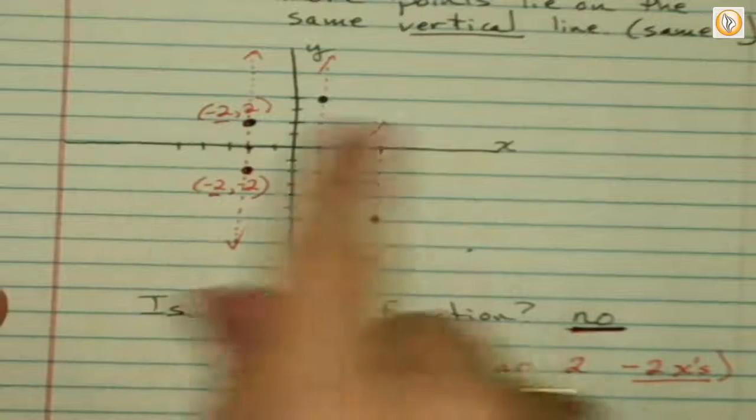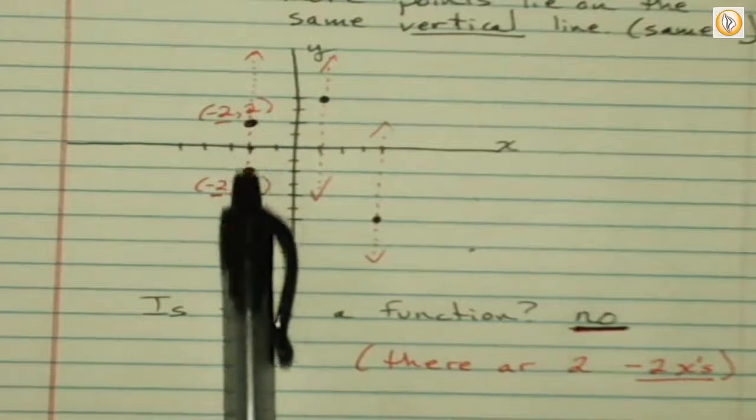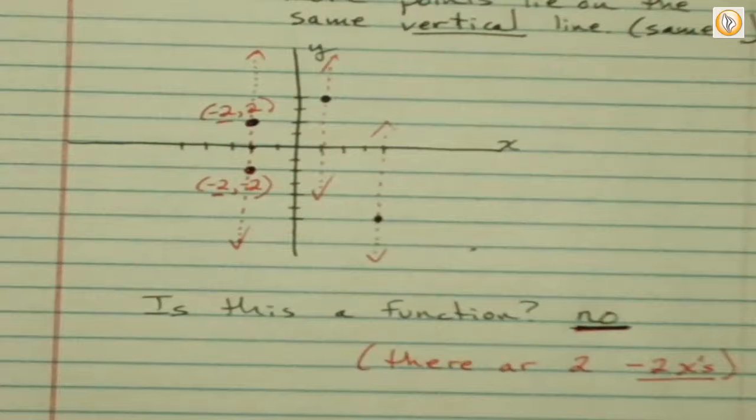If they were scattered all over the place on here, but none of them shared the same x, then yes, it would be a function.